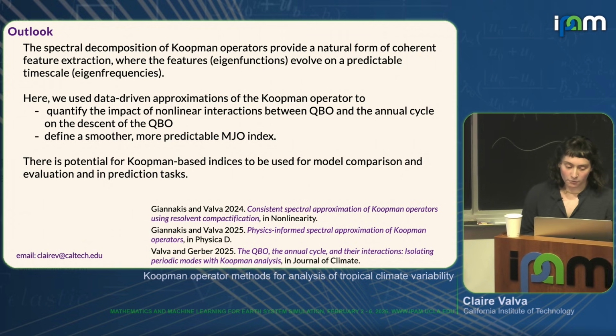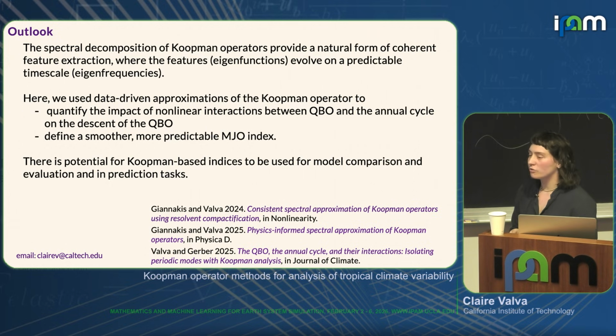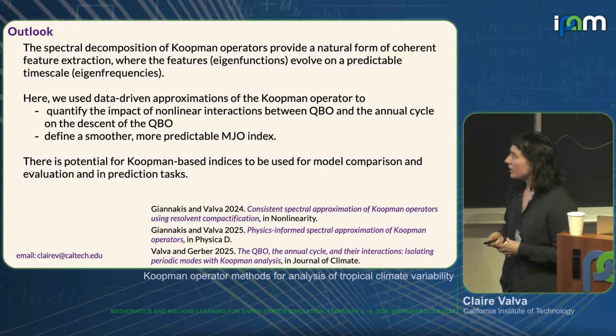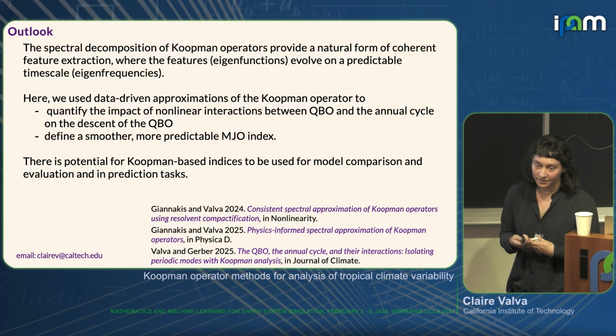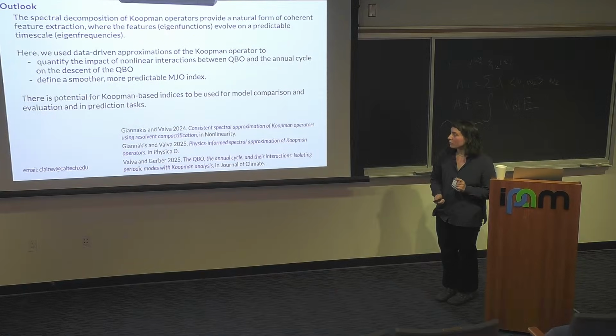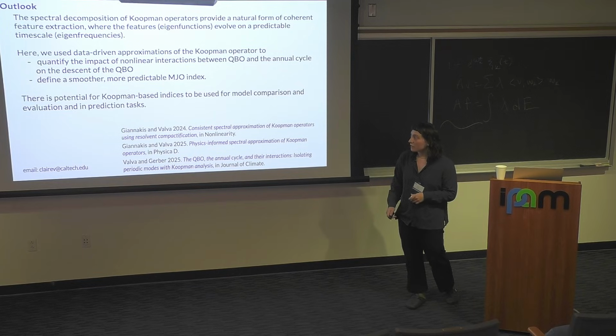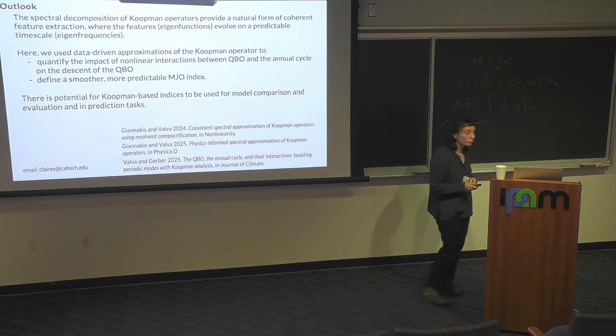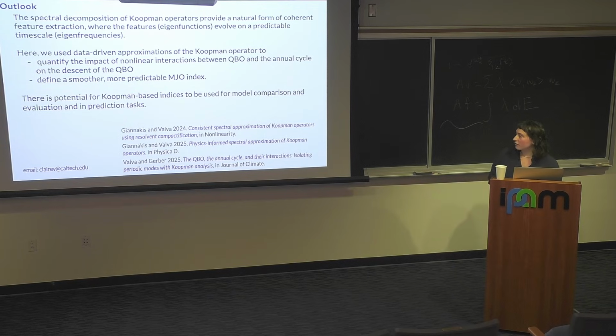And to highlight for this group, I think there's a lot of potential for these Koopman-based indices to be used in model comparison and evaluation tasks. Like in the case of the QBO, it might be nicer to train and evaluate on a very clear varying QBO index rather than a large wind field. And for the MJO, I think this could be true as well, depending on what you're trying to do. So I think there's really room here for this to be incorporated into those frameworks. And I think these have some natural predictive abilities that might be nice in future prediction tasks. But I have left the relevant published papers here on the bottom, and I'm happy for more questions.